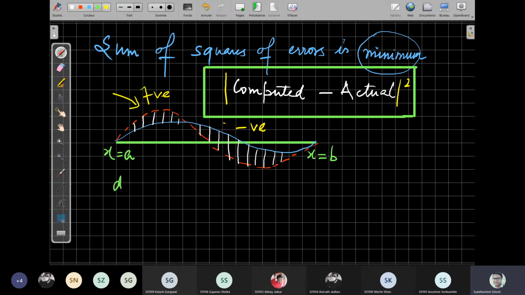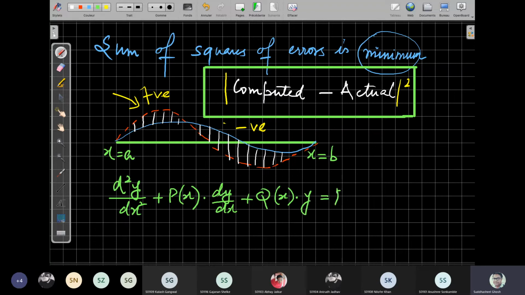I am given the differential equation d2y by dx square, this is my differential equation, plus px into dy by dx, plus qx into y, and that is equal to r. Okay, so this is my given differential equation.